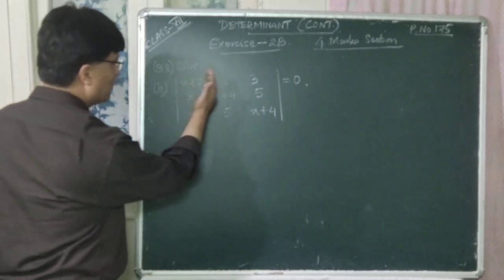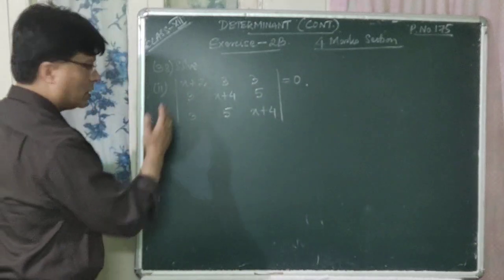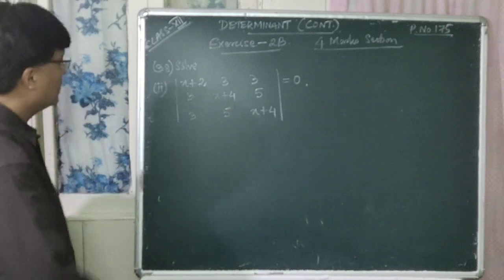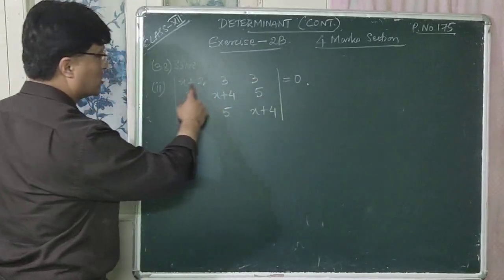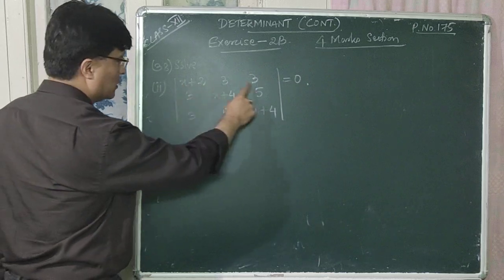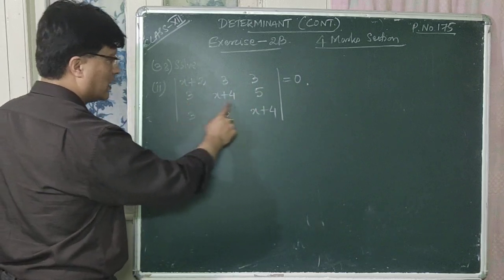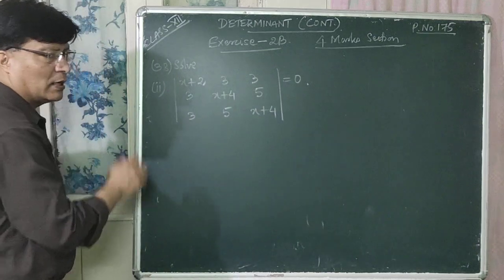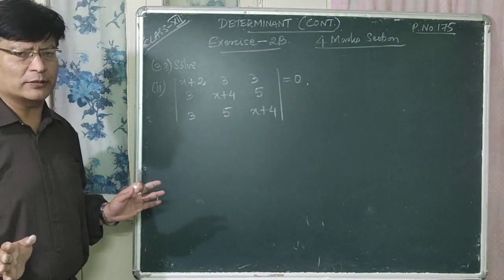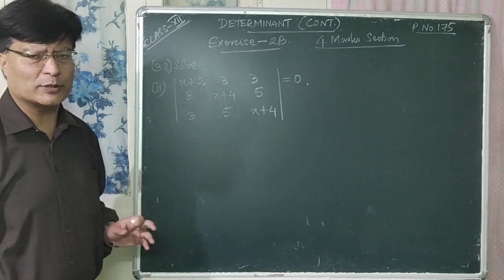Can you do C1 plus C2 plus C3? If you add them, let's see what happens. If you add all these numbers, you will get x plus 8. This is x plus 12, and this is also x plus 12. But we are not getting any common factor out here. So don't do C1 plus C2 plus C3.